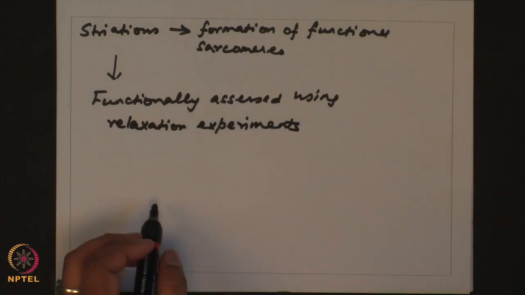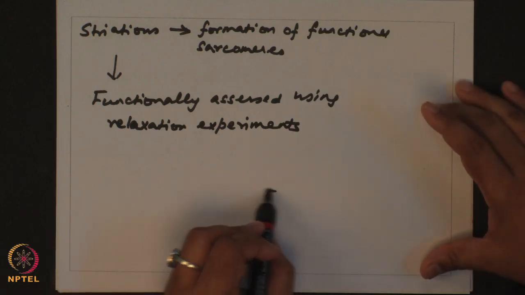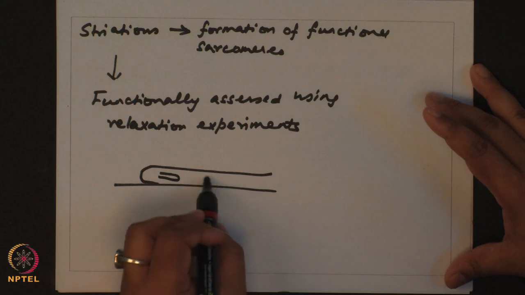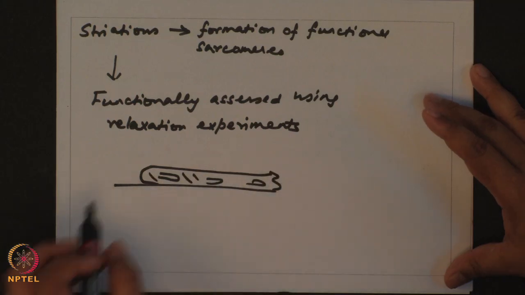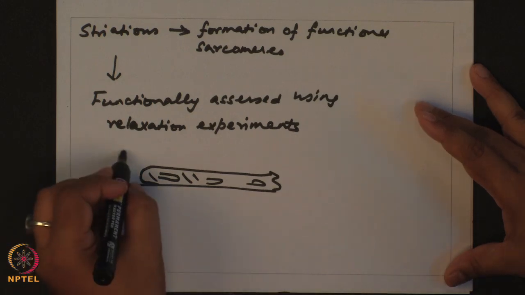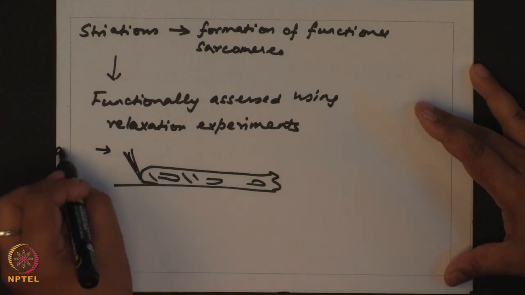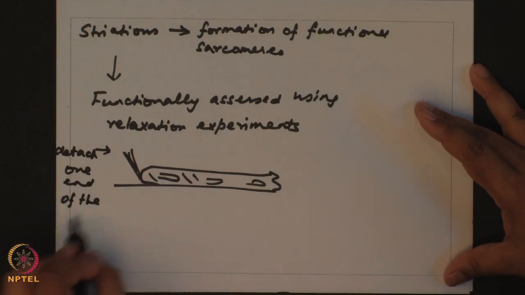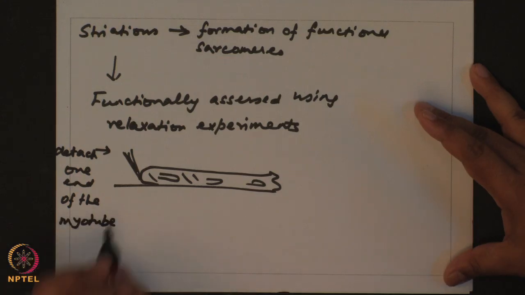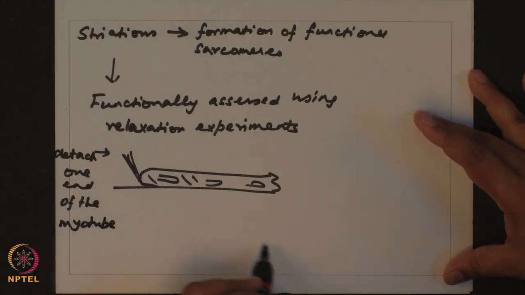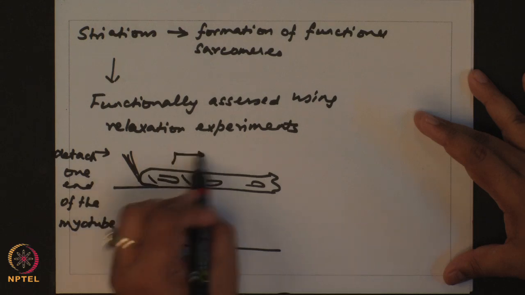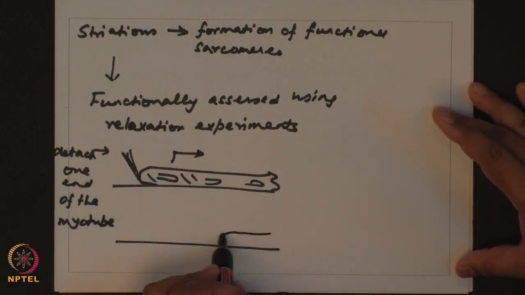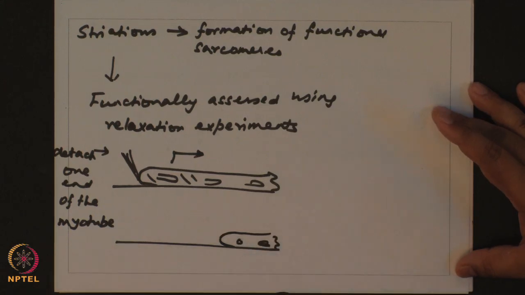Okay. The idea is very simple. Let us say you have a long myotube on a substrate. These are your nuclei, and imagine you come down with a pipette and detach one end of the myotube. So, when you detach, the force balance is perturbed, as a consequence of which this myotube will relax and finally come to some other state.